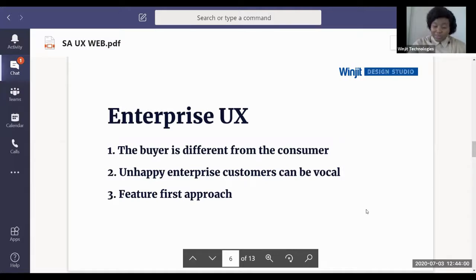We wanted to find out, as a strategist, when it comes to product design, what are the key principles that you consider when designing enterprise apps?